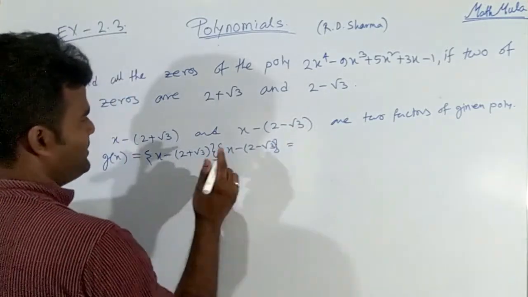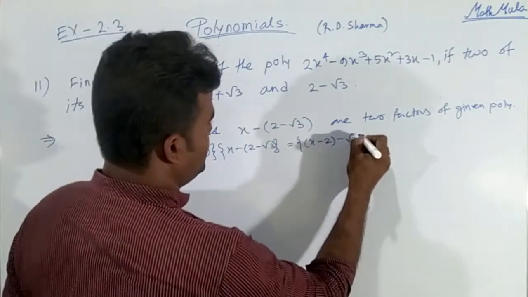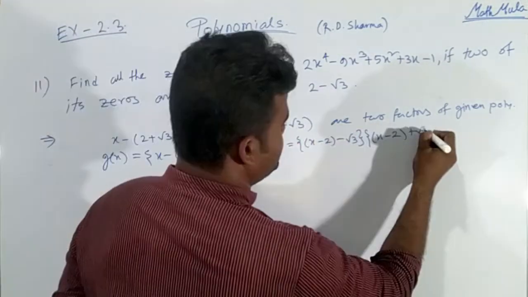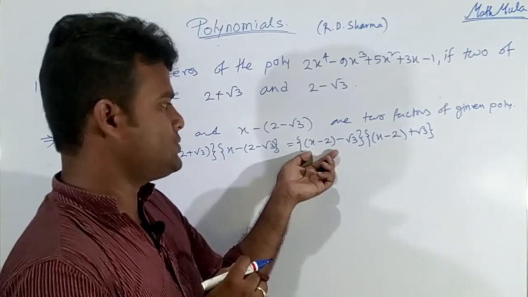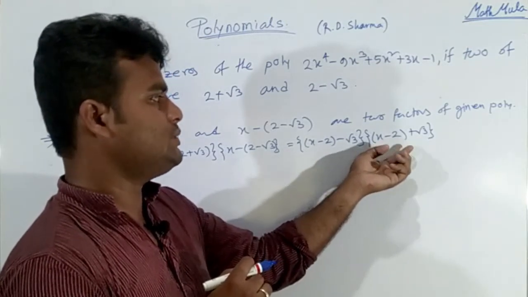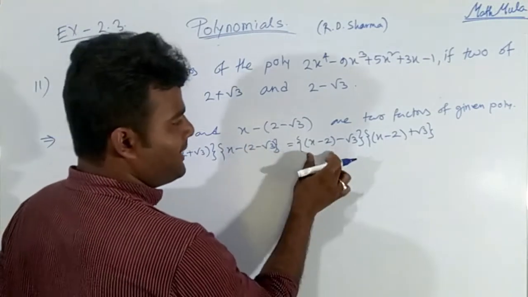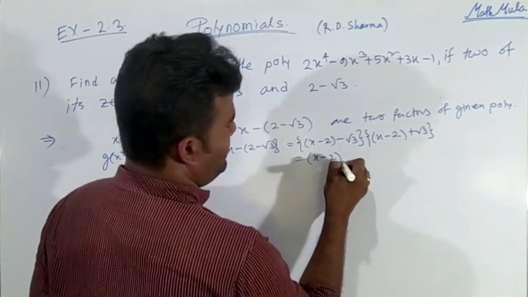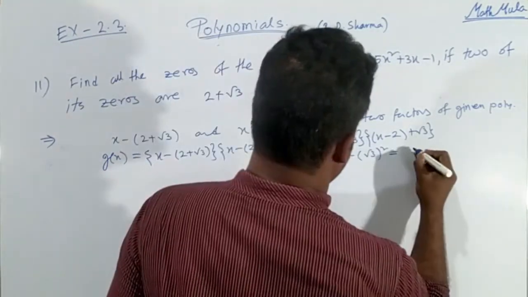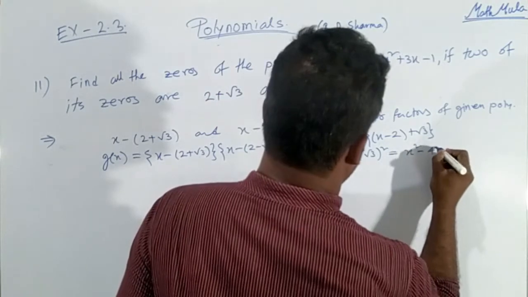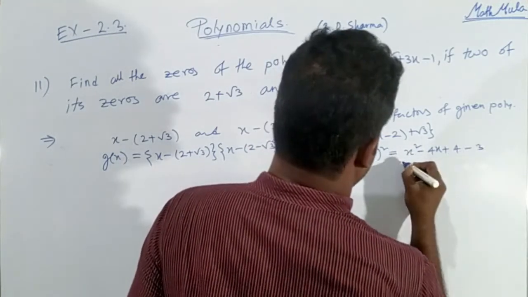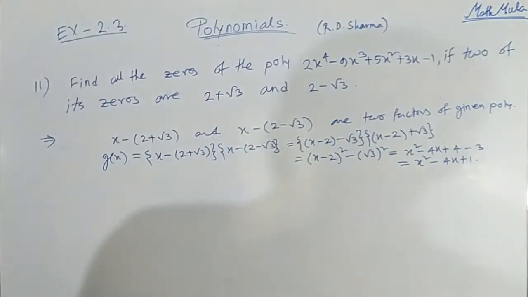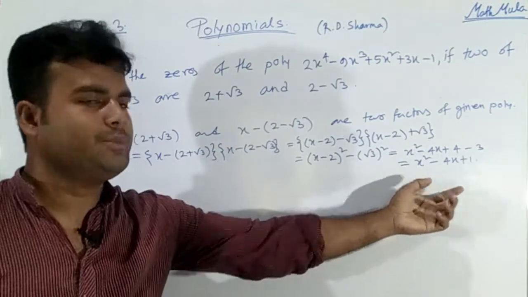First we remove the first bracket, then we can write 2 minus root 3 into x minus 2, then minus minus plus, this is plus root. Now look, x minus 2 minus root 3, x minus 2 plus root 3. That means this is of the form (a - b)(a + b), which equals a^2 - b^2. This equals x^2 - 4x + 4 - 3, which equals x^2 - 4x + 1. That's it. Now we divide the given polynomial by this polynomial g(x).